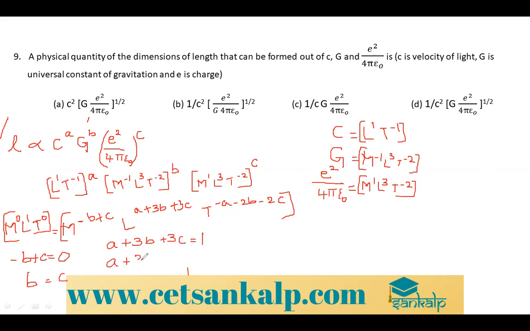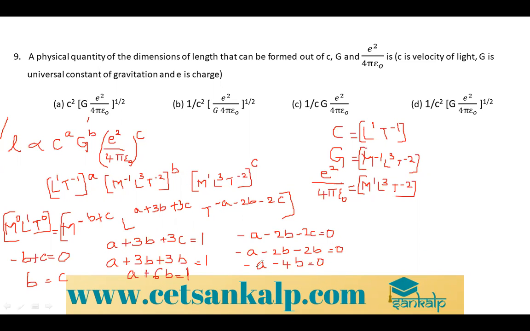So a plus 3b plus 3b is equal to 1. Okay, so a plus 6b is equal to 1. Okay, you keep this as it is. Now the second last equation, minus a minus 2b minus 2c is equal to 0. So minus a minus 2b minus 2b only is equal to 0. So minus a minus 4b is equal to 0.